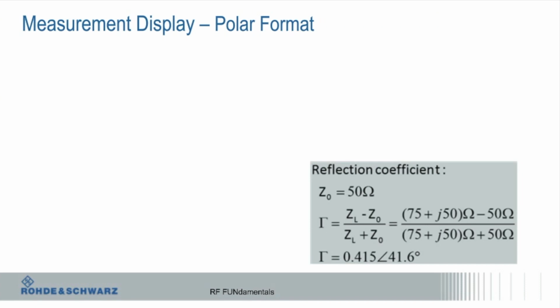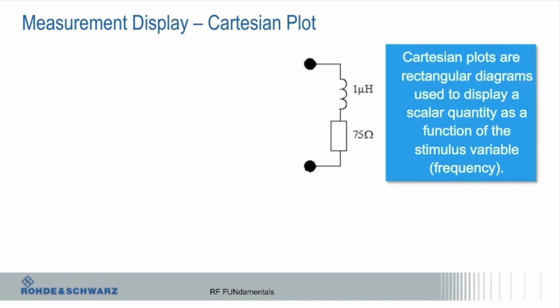Polar shows the reflection coefficient in the complex plane, with a horizontal real axis and a vertical imaginary axis. Woohoo. Okay.